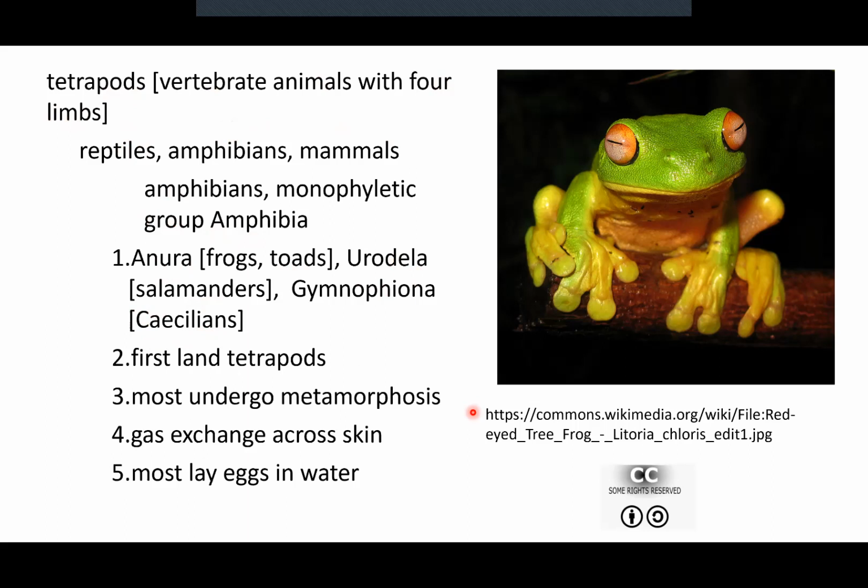So you have the tadpoles, which come from eggs inside the water. Tadpoles really don't look anything like actual frogs when they're juveniles, but gradually as they mature, they turn into a frog, what you recognize as a frog, really. Across their skin, gases can be exchanged, and most lay eggs in the water. So here we still have animals that are reliant on water for their bodies and also with reproduction.